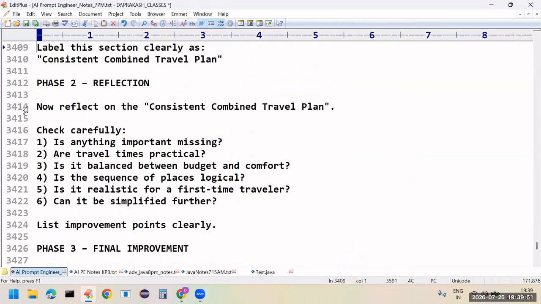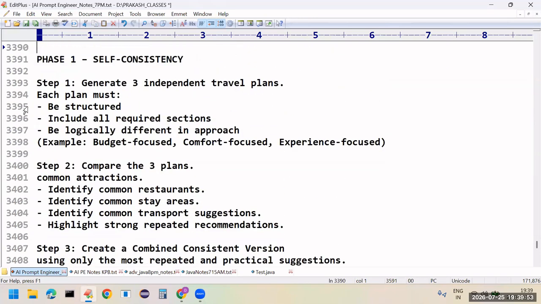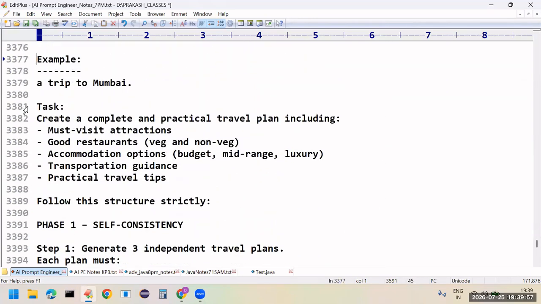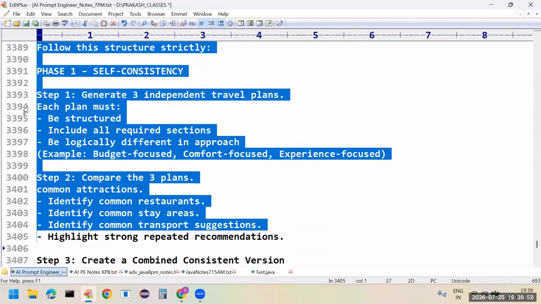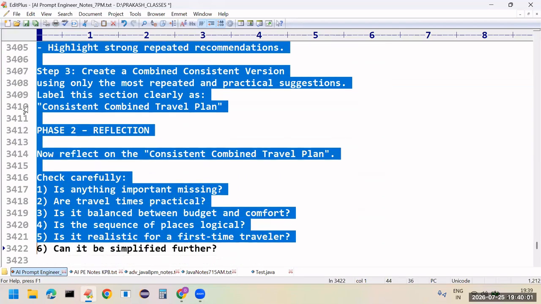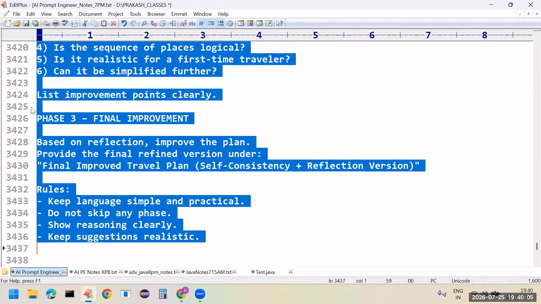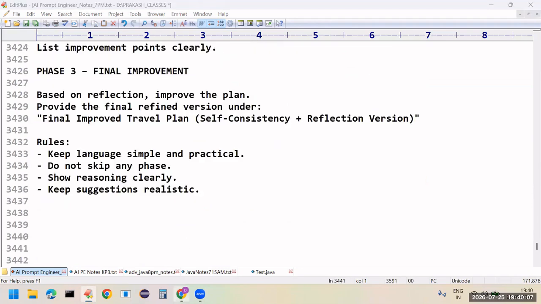Clear, friends? Yeah. Total 3 phases. One is self-consistency. Second one is reflection. Third phase is generate the final answer. Clear? Can I go for executing this? Yeah. Let's see what it is going to generate.